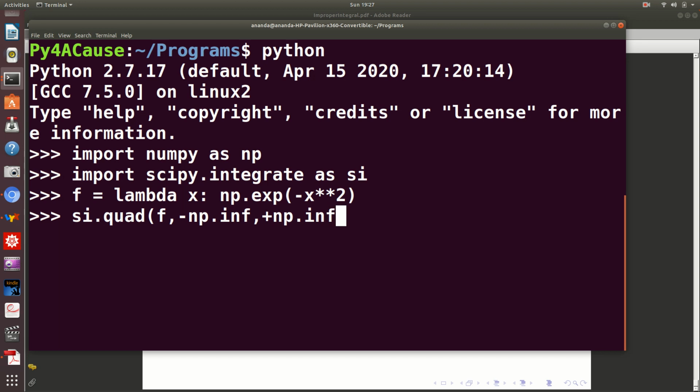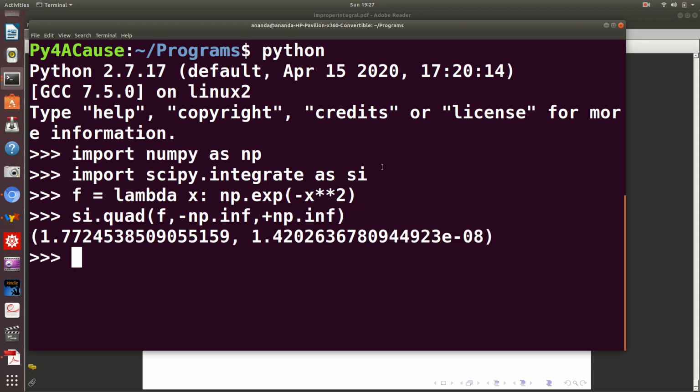So this is the call, and as you know, it returns two things: a numerical estimate of the value and a numerical estimate of the error. Just to see whether this is right, I will extract the 0th element from this tuple that si.quad has returned. Just to remind you, underscore simply recovers the last result, so underscore is nothing but this tuple here. You take the 0th element, which is the answer, and you know the answer should be root pi. So let's square this and divide by np.pi and see.